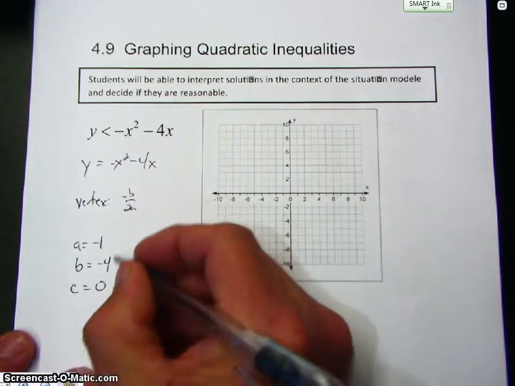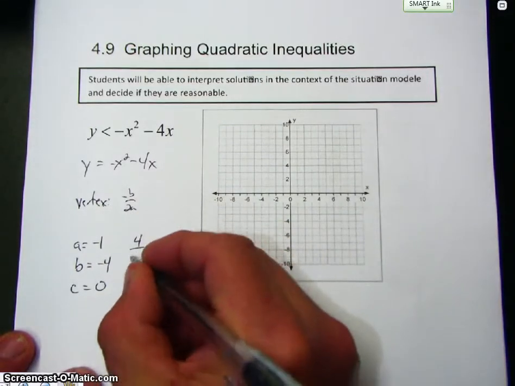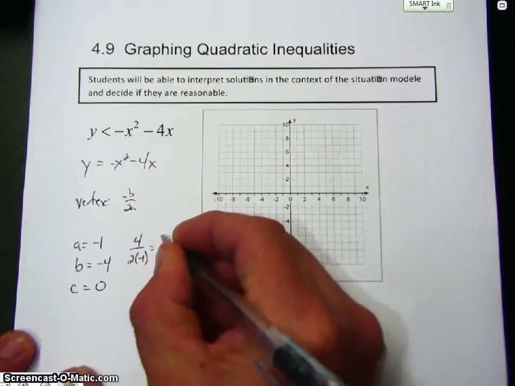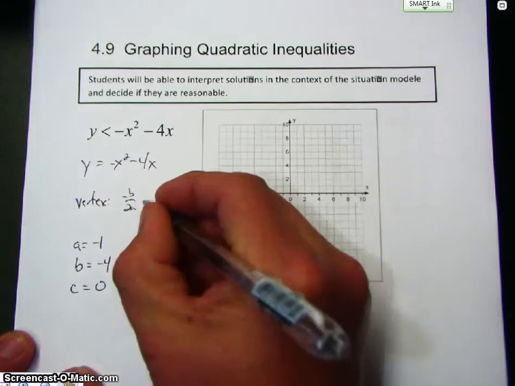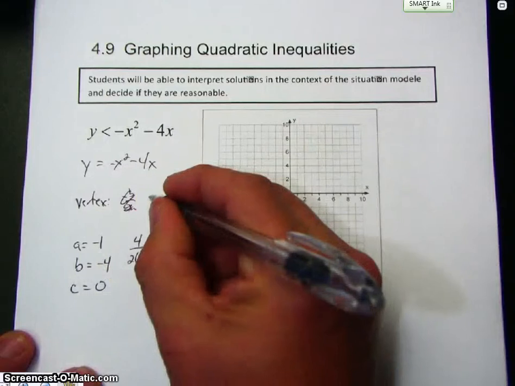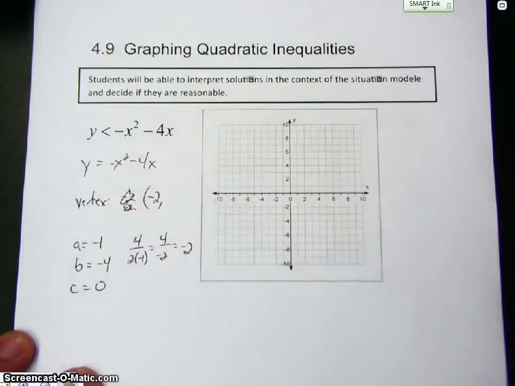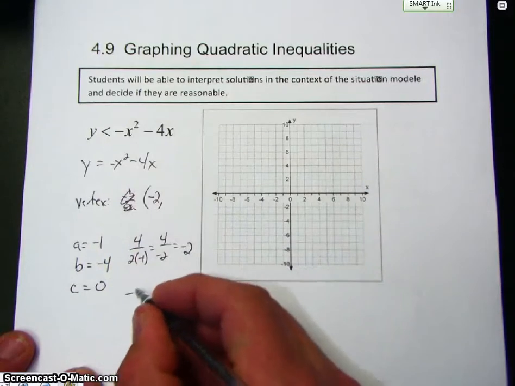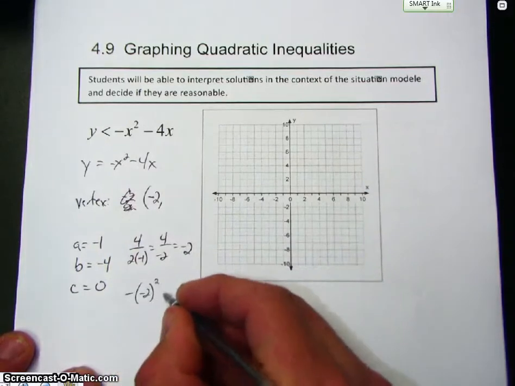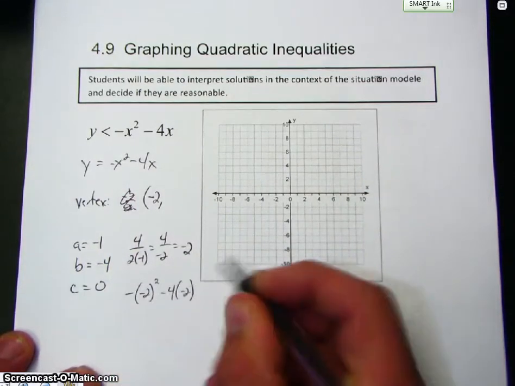So negative b over 2a, so it becomes positive 4 over 2 times -1. And you get -2. So the x-coordinate of the vertex is at -2. Take -2, plug it back in. So we got -2 squared minus 4 times -2.